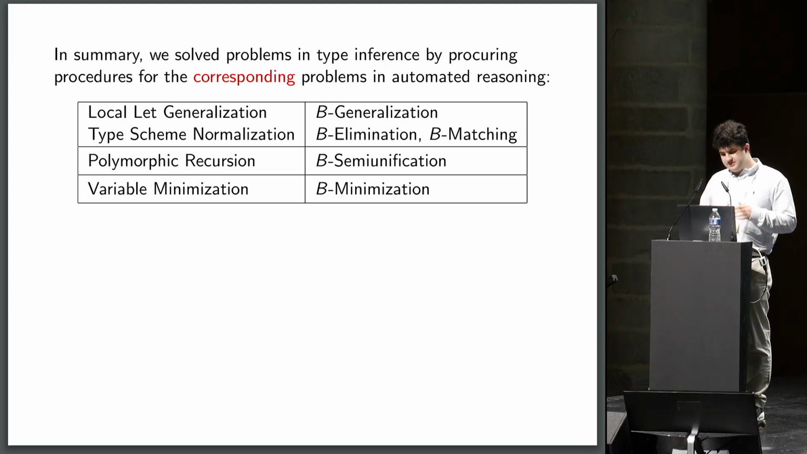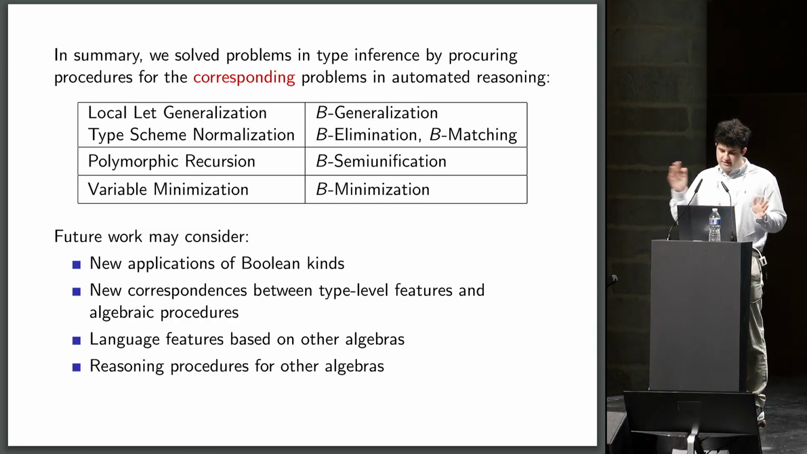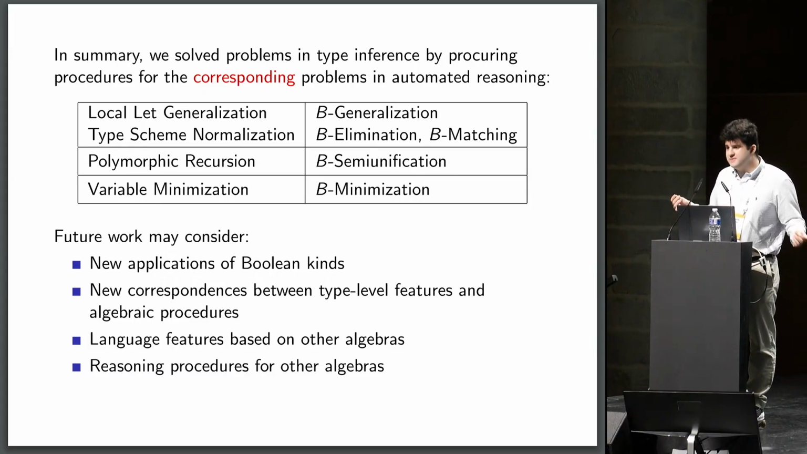Okay, so in summary, we solve problems in type inference by procuring procedures for the corresponding problems in automated reasoning. Here's a table. There's this nice correspondence. And for future work, you can consider more correspondences. You can consider other equational theories, right? Other algebras. You can consider new applications of Boolean-kinded types, and so on and so forth. And that's my time.